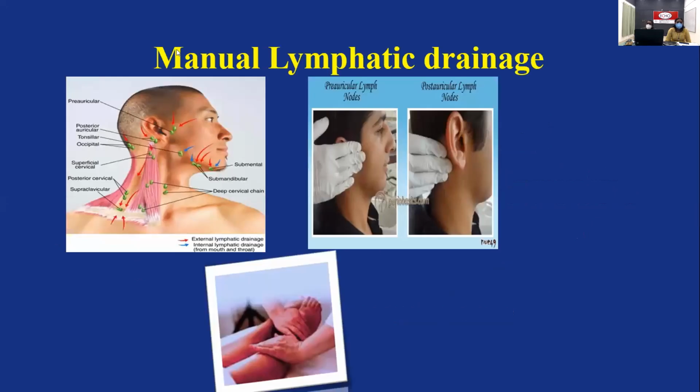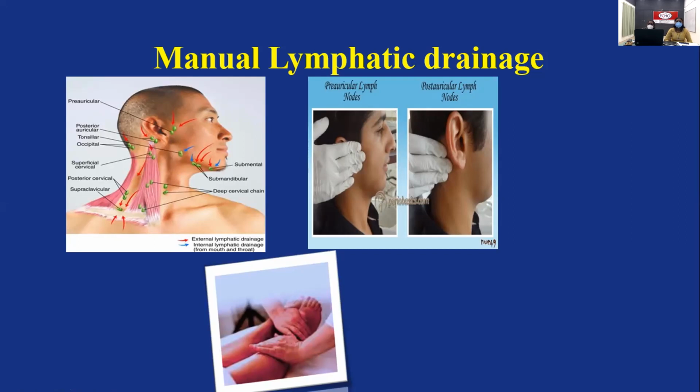You can see the lymphedema, that green color. There are a lot of lymph nodes in the area, the green color you can see. So try to stimulate those visible superficial lymph nodes, like the periauricular lymph nodes, submandibular lymph nodes and supraclavicular lymph nodes. You try to stimulate those.